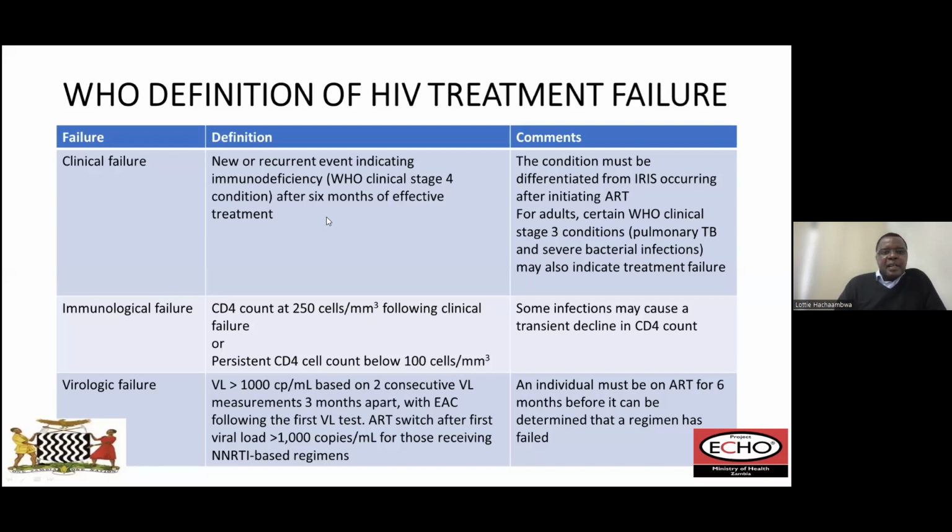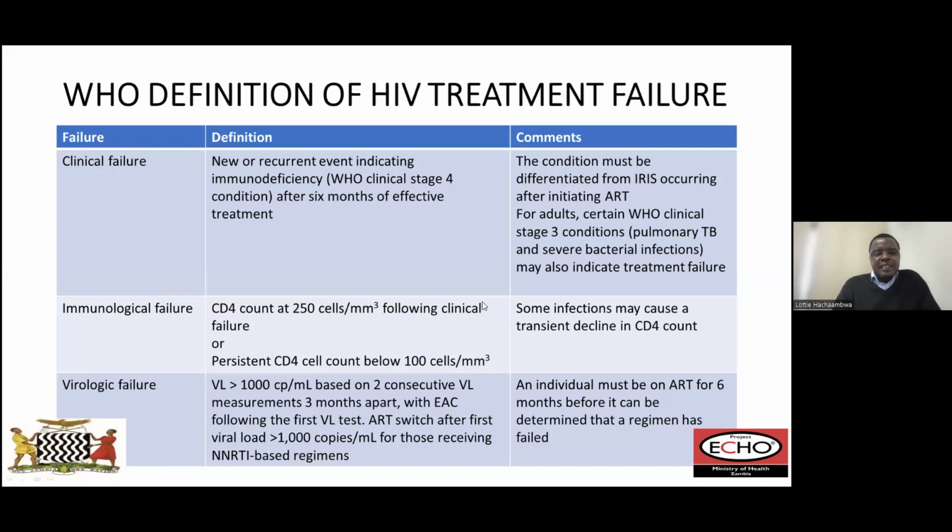You can suspect treatment failure based on clinical criteria. And there's also a CD4 count that's given here. So for clinical criteria, it's a new or recurrent WHO stage 4 condition after at least 6 months of treatment. For certain conditions like tuberculosis and severe bacterial infections, such as meningitis or pneumonia, even a stage 3 condition, such as one of those, may indicate treatment failure.